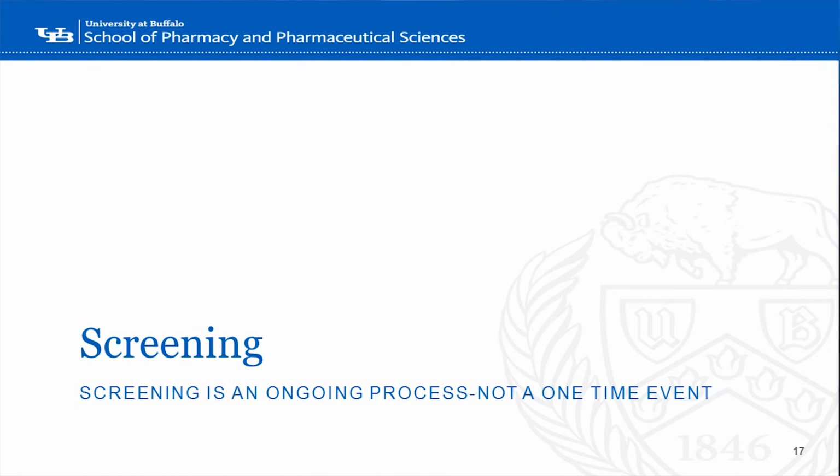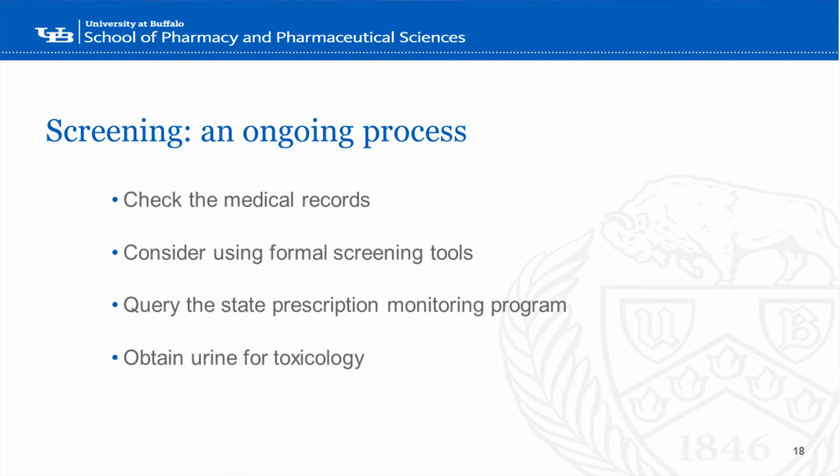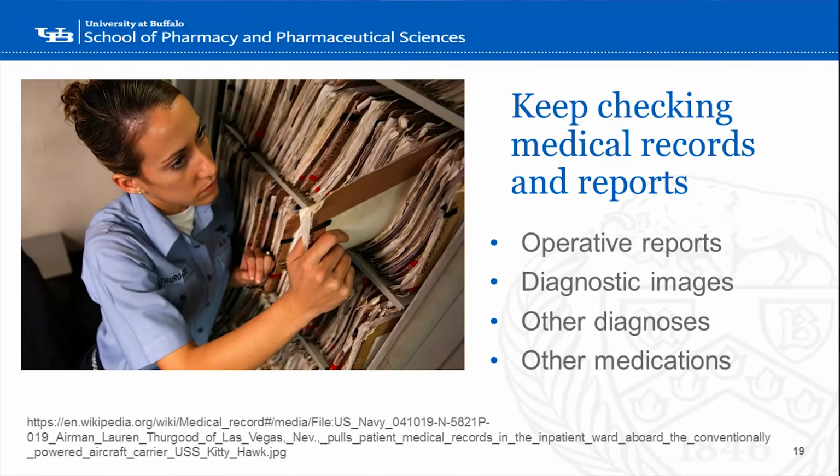Although we do screening at the onset of the use of opioids, it's not just a one-time process, and in fact, screening and brief intervention can be an ongoing event. So how do you screen patients in an ongoing event? Continue to check medical records, consider formal screening tools, query the state monitoring program, and obtain urine for toxicology. Keep checking the medical records.